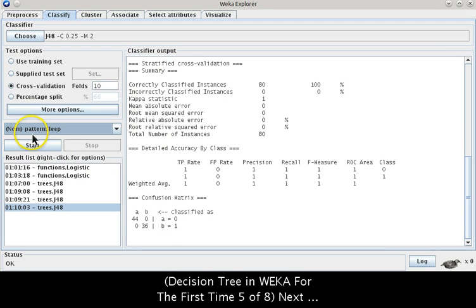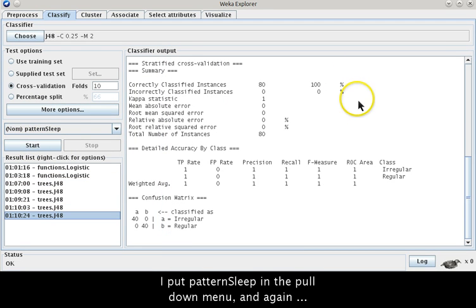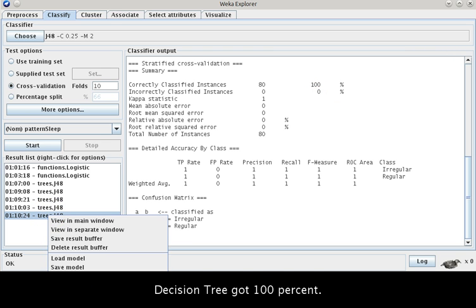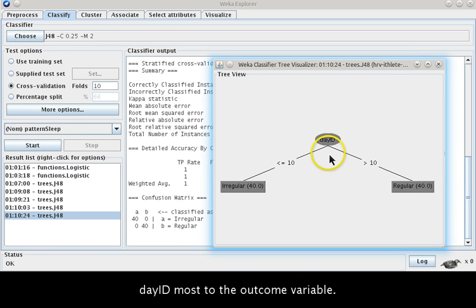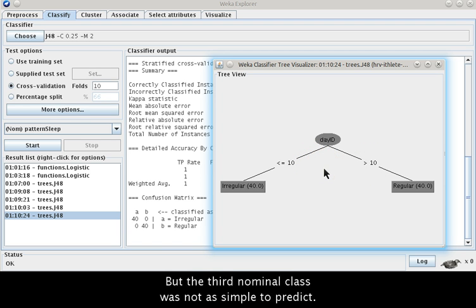Next, I put pattern sleep in the pull down menu, and again decision tree got 100%. I clicked Visualize Tree, and it showed it related day ID most to the outcome variable. Was the day ID more than 10? It could predict based off this one question. But the third nominal class variable was not as simple to predict.